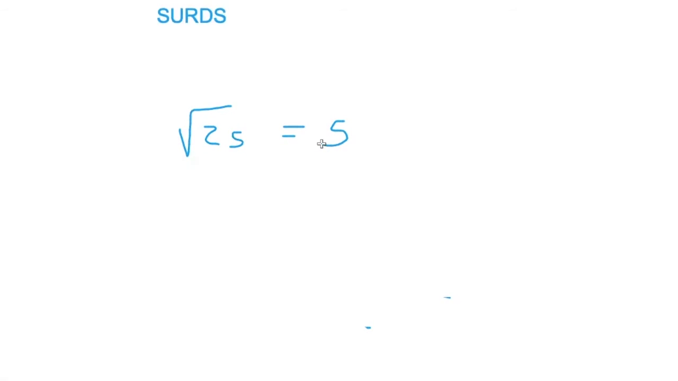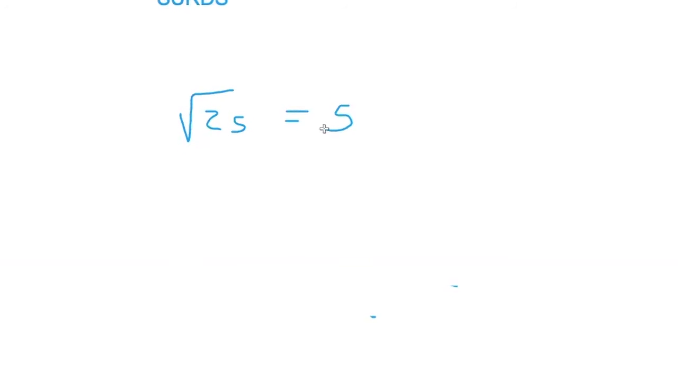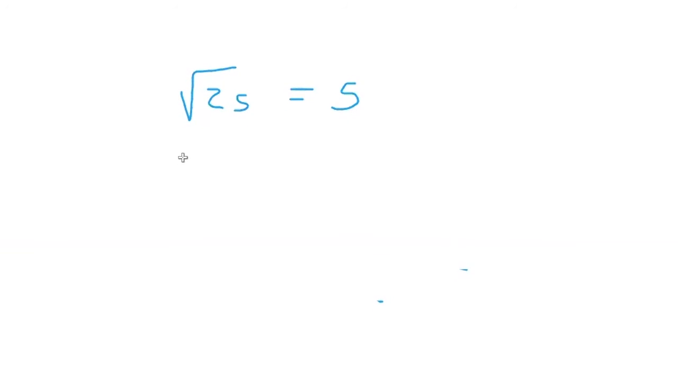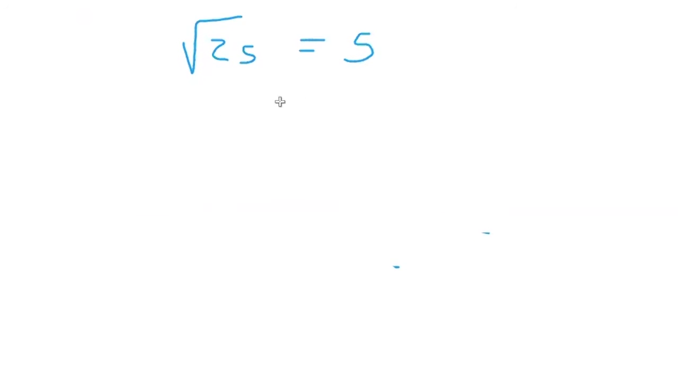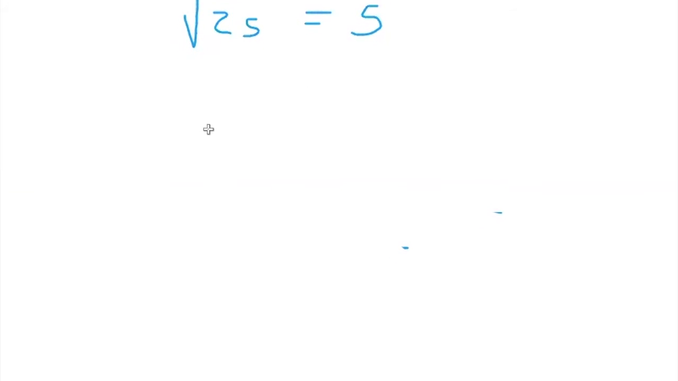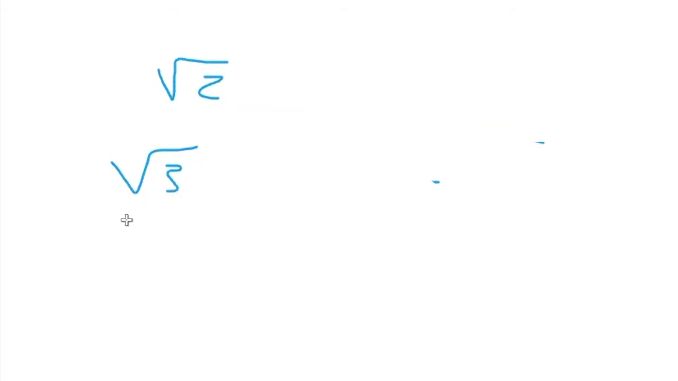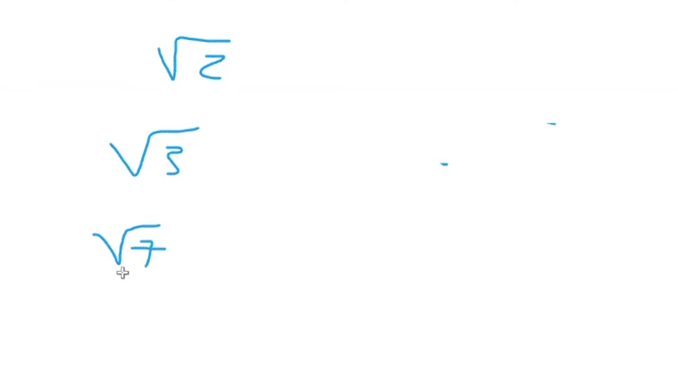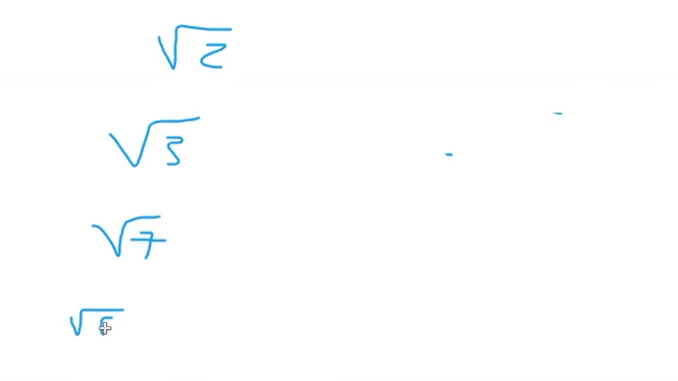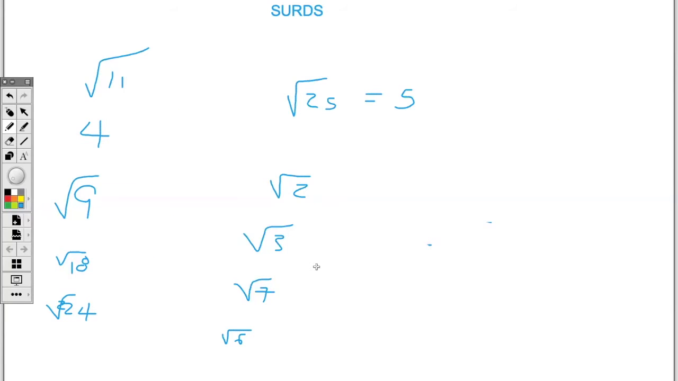Some square roots can be evaluated as a whole number, based on what I've just done. In other words, they are rational numbers, and if it's a rational number, it's not considered to be a surd. A surd is an irrational number, so square root of 2, square root of 3, square root of 7, square root of 6, and so on. When you think of a surd, we think of a square root of a number that gives us an irrational number.